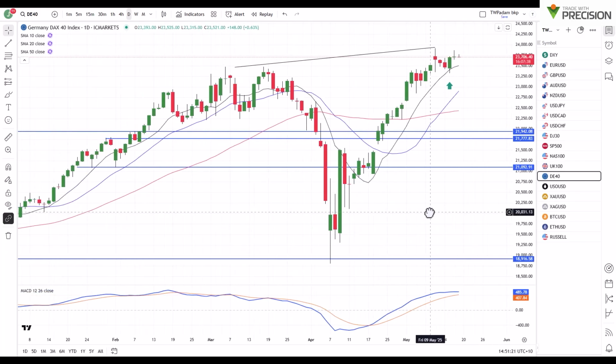So exercising some caution. There's still some increased volatility, obviously, during this period where there's so much uncertainty coming out of the US.